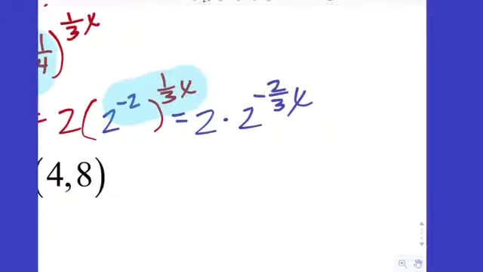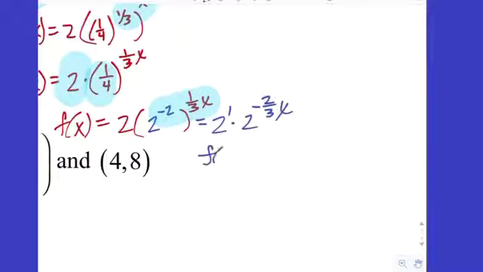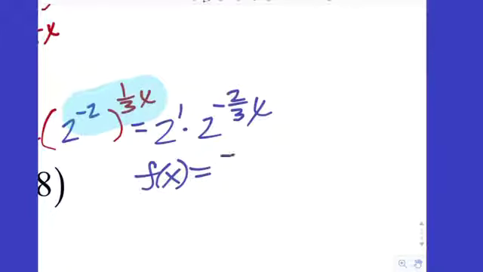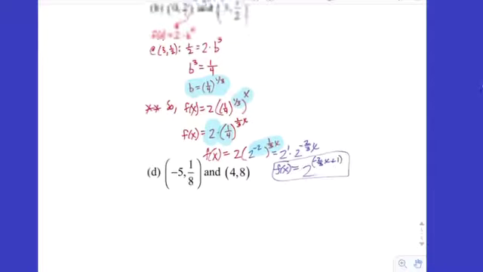Well, we're not done yet, because now I have my a value as a power of 2, and my base is a power of 2. So I put the 1 there. What can we do with the exponents when we're multiplying and the bases are the same? We add them. So I can write that as 2 to the power of, sorry, don't forget that, 2 to the negative 2/3 x plus 1 power. And now we can write it exclusively as a power of 2.